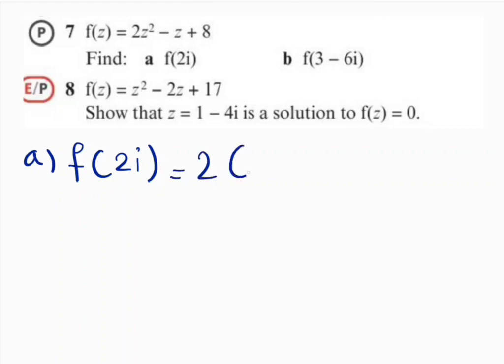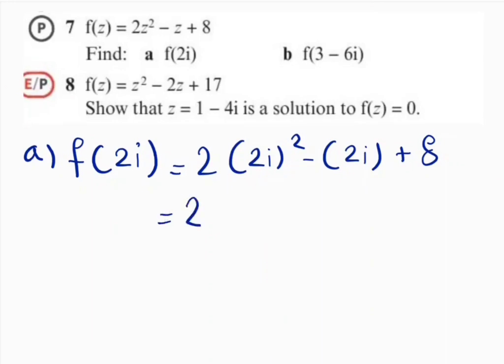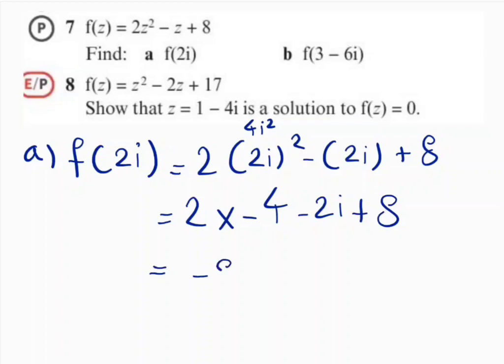We do 2 times 2i squared minus 2i plus 8, and this is equal to 2 times 2i squared, which is 4i squared. But we know that i squared is equal to minus 1, so this gives us minus 1 times 4, which is minus 4. Then minus 2i plus 8, which is minus 8 minus 2i plus 8.